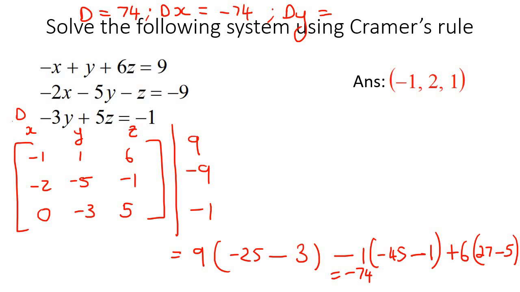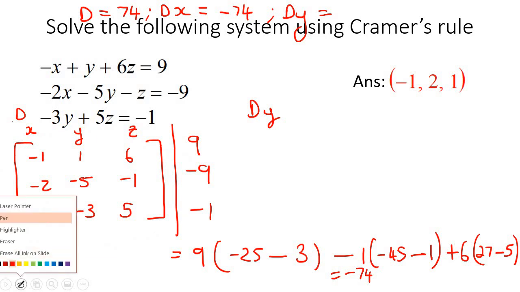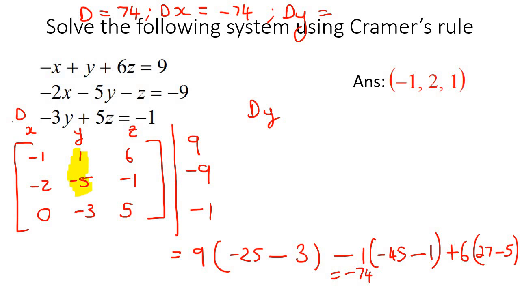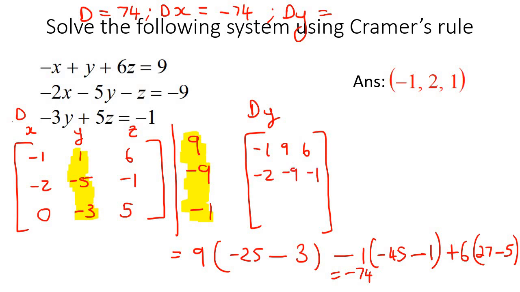So now what we need to do is the dy determinant. So I always come back to the original. That's why I never erased that one. So what you do now is you take the y column and you're going to replace that with these numbers over here. But everything else stays the same. So if we make a dy matrix, it's going to be -1, 9, 6, -2, -9, -1, 0, -1, and 5. So I've just replaced this column with these numbers over here.